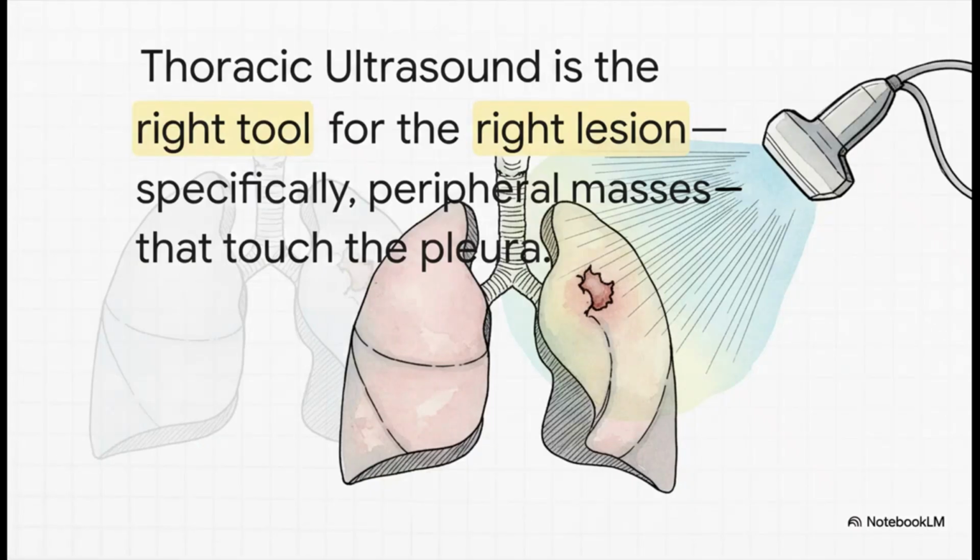And really, that's the bottom line here. Thoracic ultrasound is not a screening tool for every single lung mass. But when it's applied to the right lesion, one that's peripheral and touching the pleura, it becomes an incredibly powerful diagnostic tool that gives you a ton of information right there at the bedside. It's all about knowing when to use the right tool for the right clinical question.